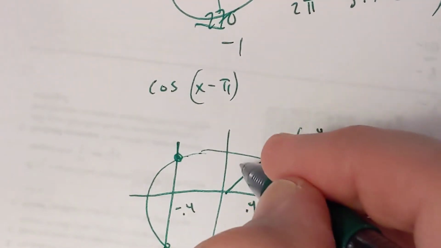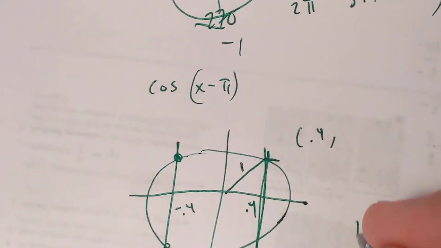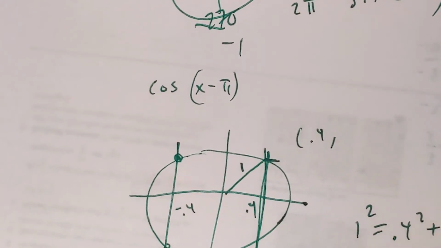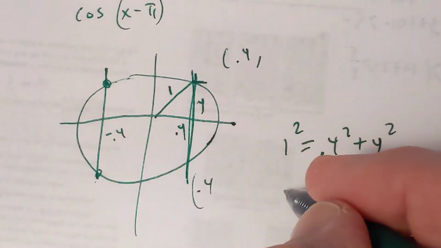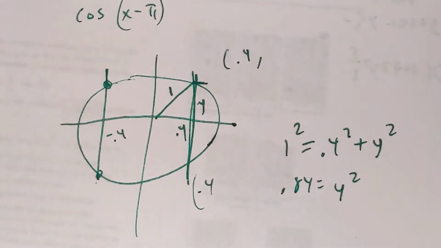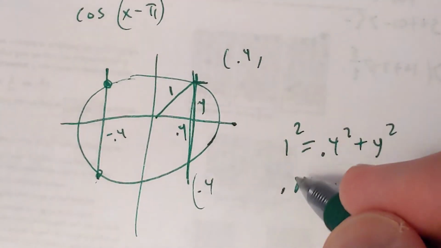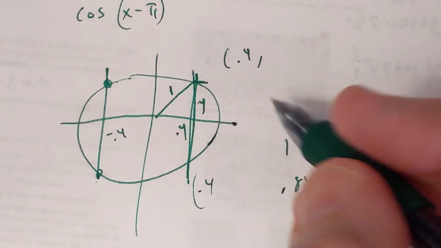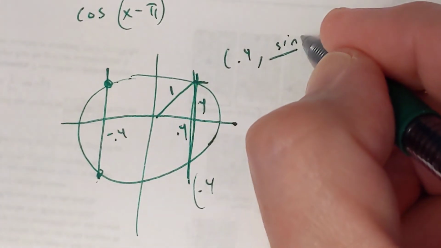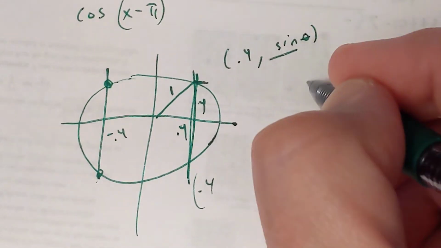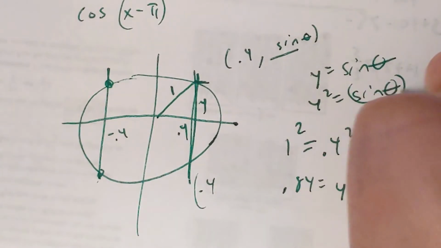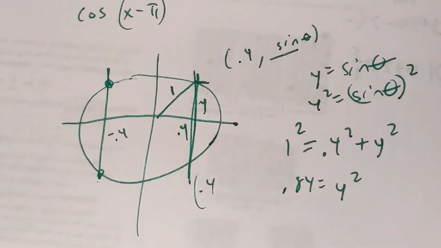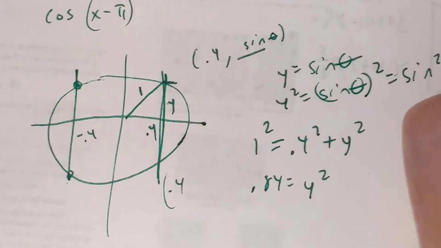What is the sine? Well, you can just use Pythagorean theorem here to find the y value. Okay, so I just want to find the y value, and if I do that, I get 0.84 equals y squared. Okay, well, y, and I can find the square root of this, I sure can, but the idea is that the sine of theta is y, y equals sine theta. So that means y squared equals sine theta squared. And the way that we write sine theta squared is sine squared theta.